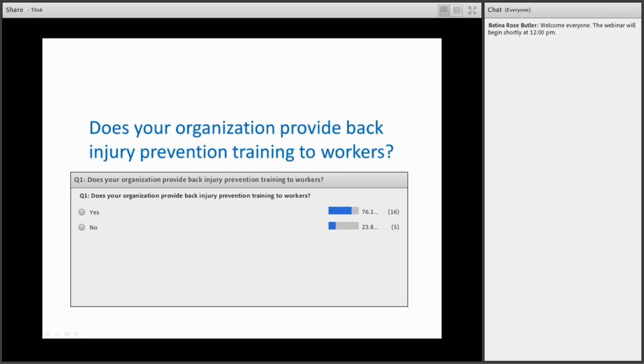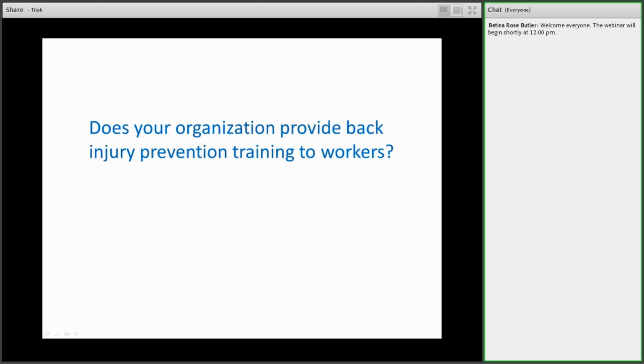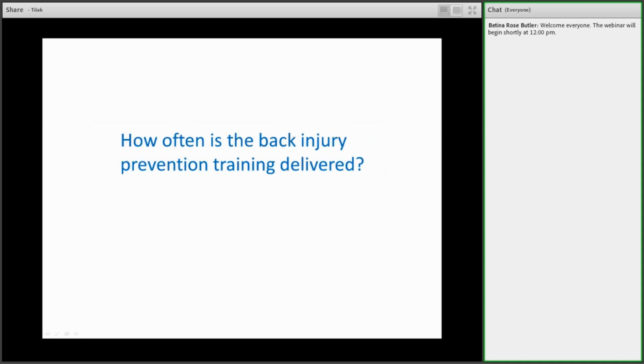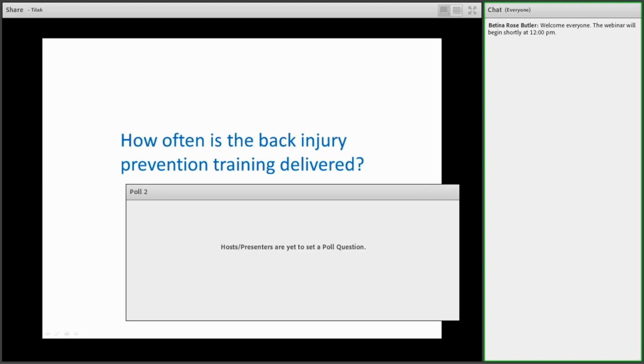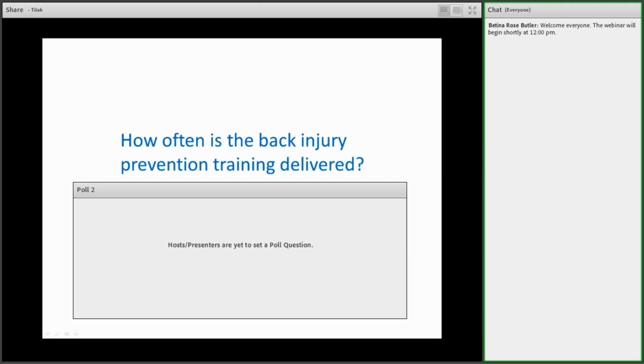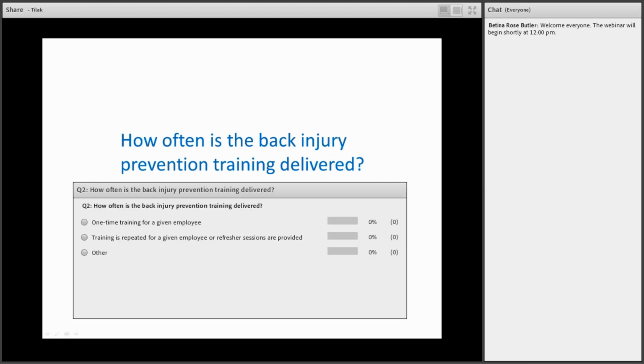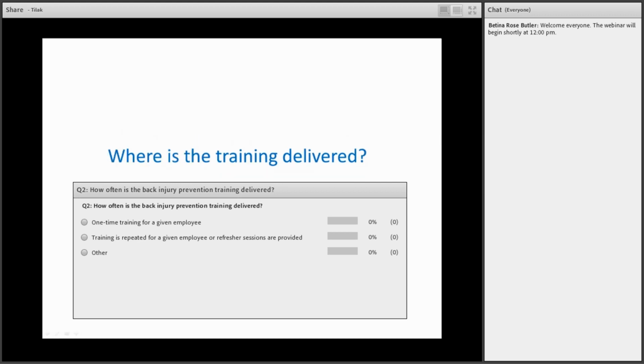I was going to just quickly ask, does your organization provide back injury prevention training to workers? How often is that training delivered? Is it a one-time thing, or is it something that people get refreshed on any sort of regular basis? And where does that training get delivered?